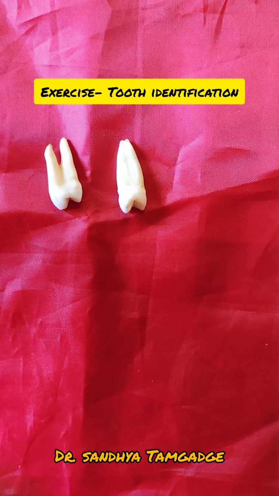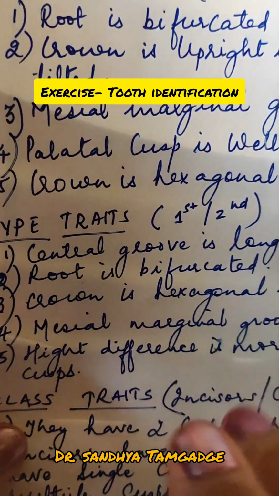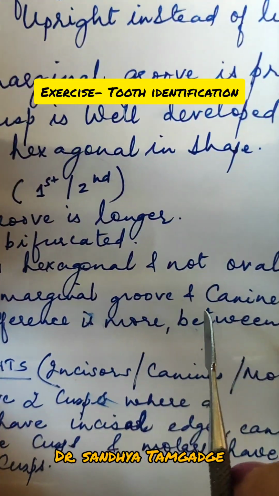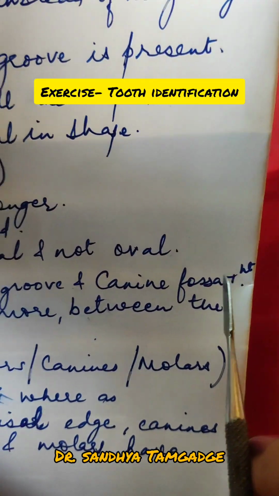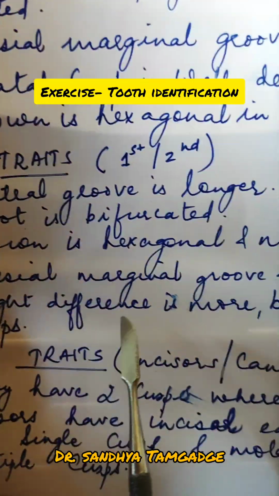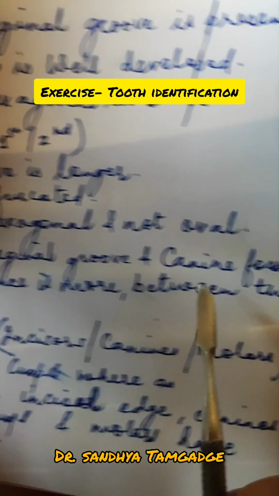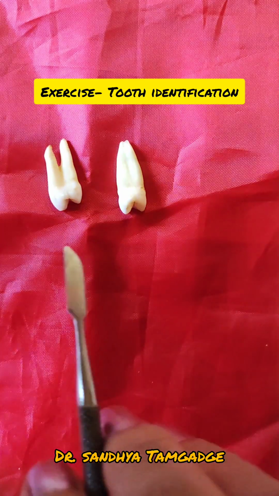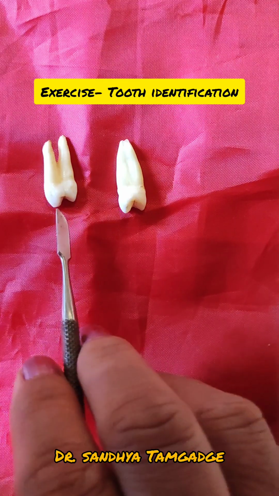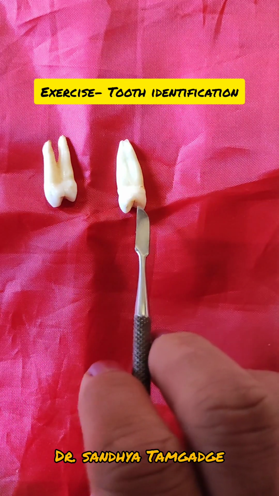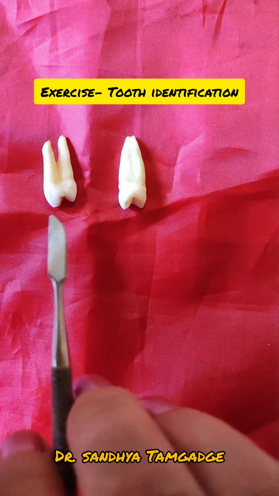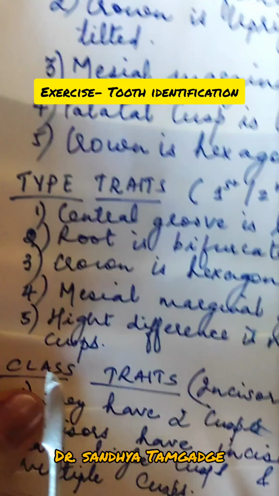Next is, as I have already shown you, mesial marginal groove and canine fossa are present in first premolar, which are absent in second. Then height difference is more between the cusps. If we see the height difference between the cusps in first premolar, it is more, but if you see here the height difference is not much, so more or less they are equal.